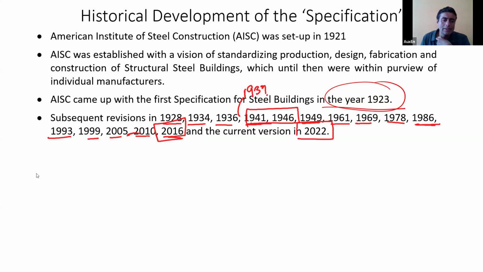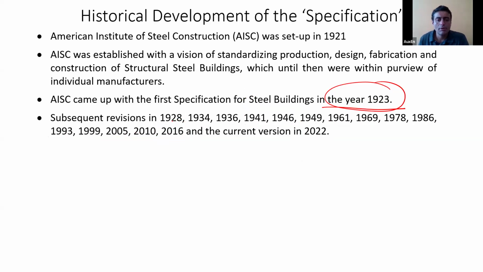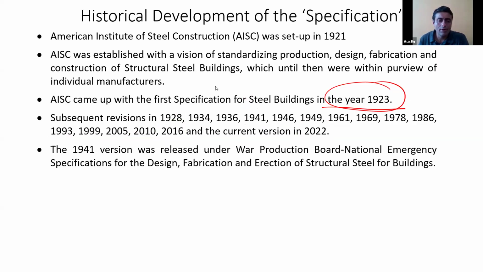In 1941, as I told you, because wartime was on, the World War II was on, the 1941 version was released under the War Production Board. There was a War Production Board because America had ramped up its industrial production in a very significant manner after 1941, when they jumped into the World War after the Pearl Harbor strike. They decided to directly get involved in the World War.